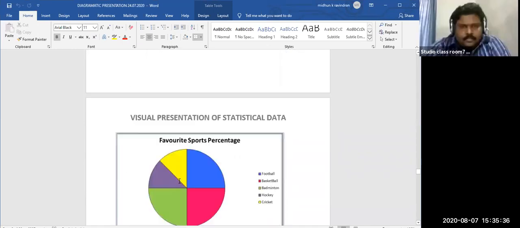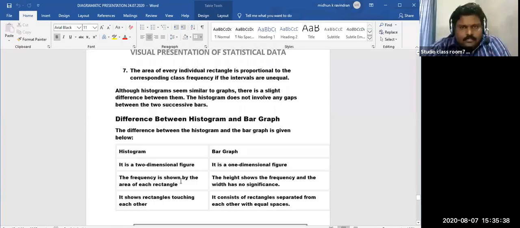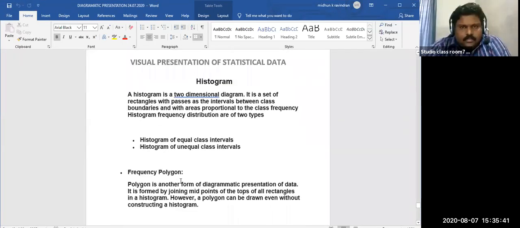Okay, histogram. What is a histogram? You know that a bar diagram is basically a single-dimensional diagram, one set of data. In a simple bar diagram, we can present only one set of data. A histogram is a two-dimensional diagram. Here, length and width both matter, but in the case of a bar diagram, width is not that important. Clear or not?